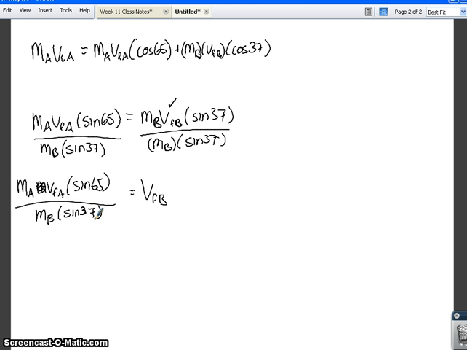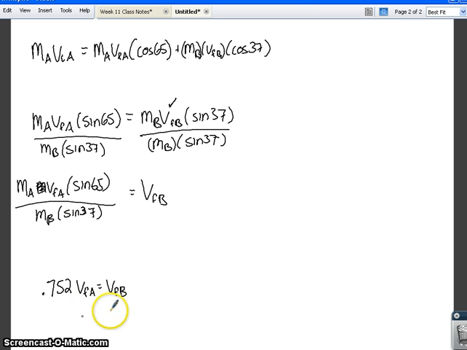Now I just want to point out, we know MA, we know MB, we know sine 37, we know sine 65. We could plug all the numbers in here and just get a straight variable. And that variable is this: 0.752 times the velocity of final A equals velocity of final B. Okay, I plugged in 0.025 here, 0.050 here. I found these two numbers and I multiplied them all out. So all I'm left with is now this here.